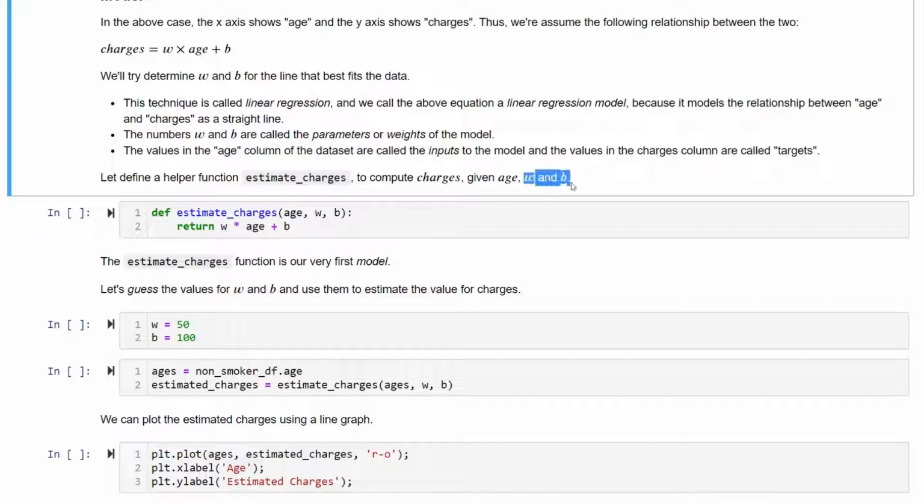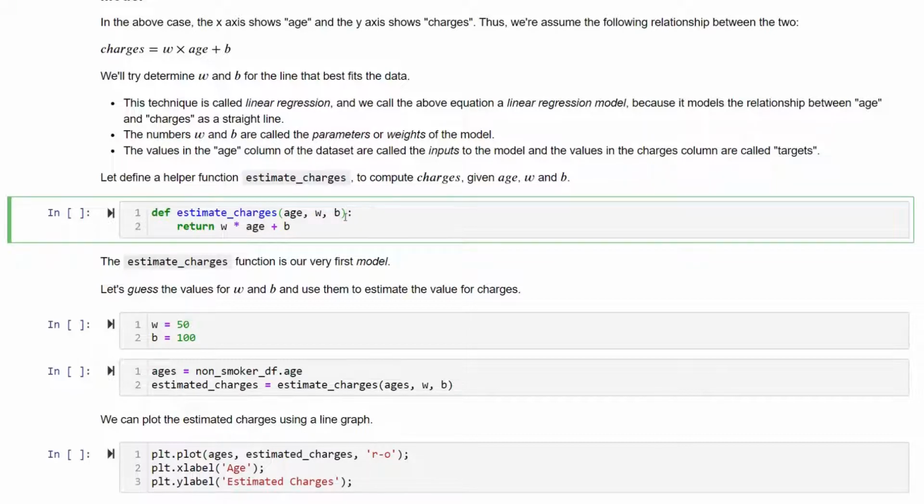Let us assume the W and B. Suppose, as a beginner, we have to estimate the slope and intercept. As we don't know how the slope and intercept will collaborate in producing the line, let us take an example. We will estimate the charges from age, slope, comma, intercept. It will return W into age plus B. It will produce a straight line by means of these slope and intercept values.